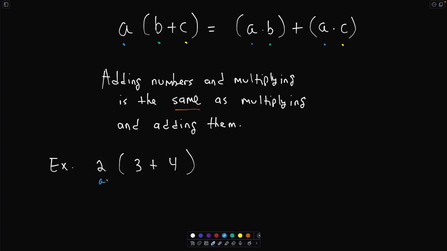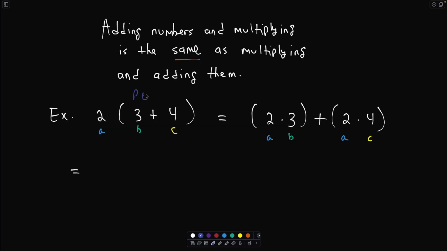Well, 2 is our A, 3 is our B, and 4 is our C. And the law says I could rewrite this as A times B in parentheses, or 2 times 3 in parentheses, plus A times C in parentheses, or for us, 2 times 4 in parentheses. So to simplify this, we follow PEMDAS. We work with the P in PEMDAS, what we have in the parentheses first. This is going to be 3 plus 4 is 7. Bring down the 2. This becomes 2 times 7, which gives us 14.